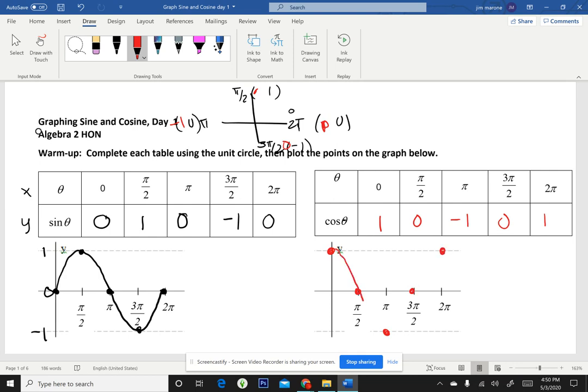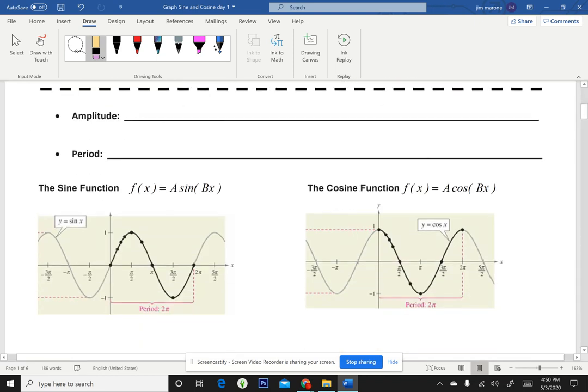So we can make what's called one cycle of the cosine wave. And again, it's going to go to 0, 1, 0, -1, 0, 1, 0, -1. So this is one cycle, or what's called one period of a cosine wave. Down below, the amplitude of these graphs is the height of the graph.